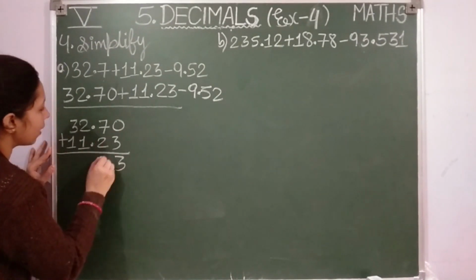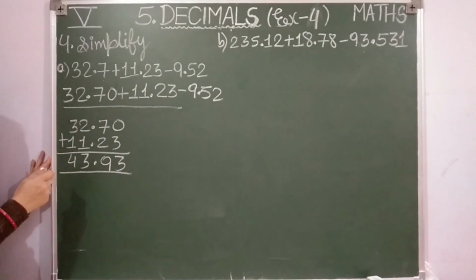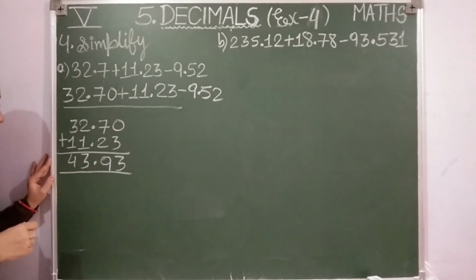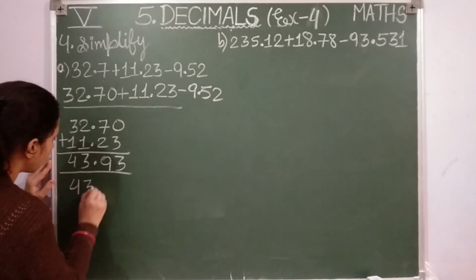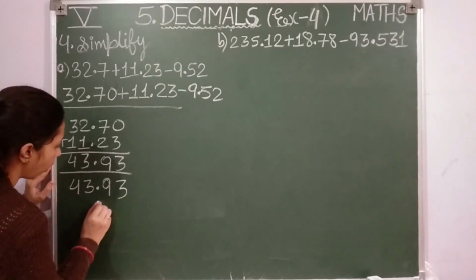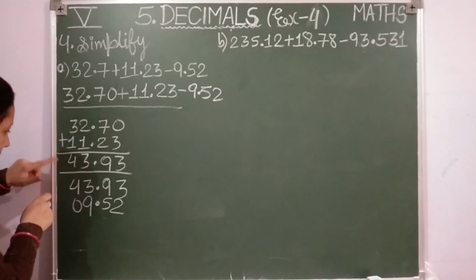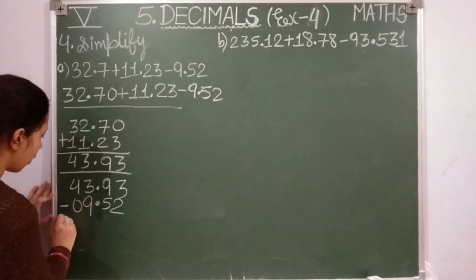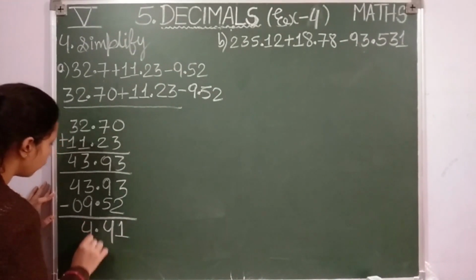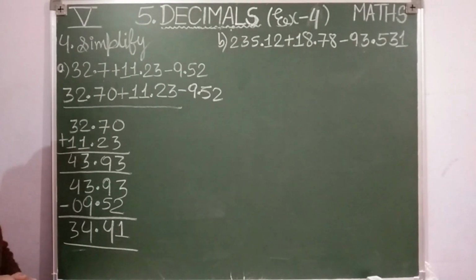So 0 plus 3, 3, 7 plus 2, 9, 2 plus 1, 3, 3 plus 1, 4. I got 43.93 as their sum, students. Now this sum will be subtracted by 9.52, means again I will write like this 43.93, and I will subtract. Again how to write this? First put point, then 5, 2 and then 9, means with their sum we are going to subtract the second number. Now let us subtract. 3 minus 2, 1, 9 minus 5, 4, then 13 minus 9, 4 again, and here 3. 34.41 is your final answer. Like this we simplify the given questions.